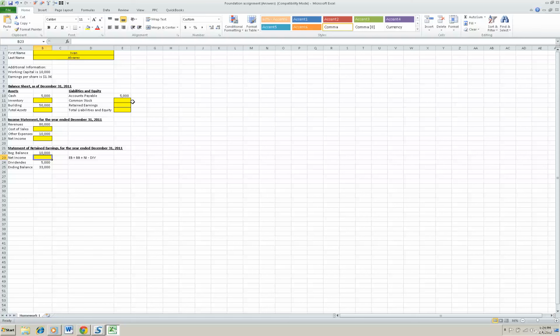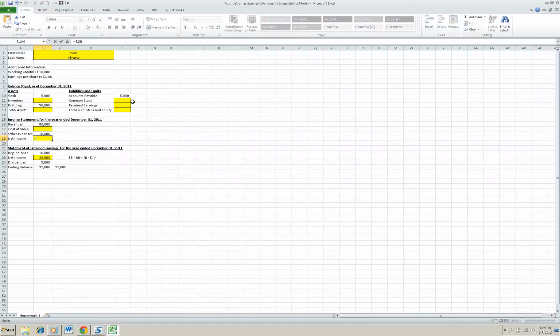So to solve for net income here, if we start with the 33,000 plus, I'm just going in reverse, the dividends minus the beginning balance gives you 28,000. And again, let's prove that out. The beginning balance plus the 28,000 minus the dividends gives you 33,000. Okay, so that solves for net income.